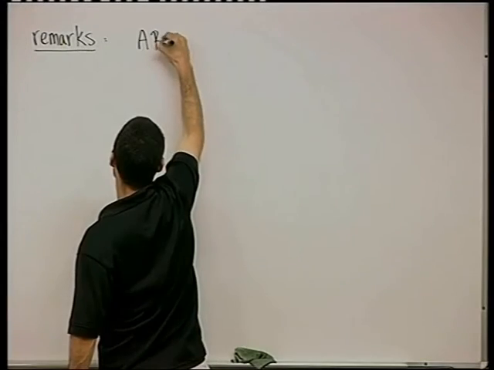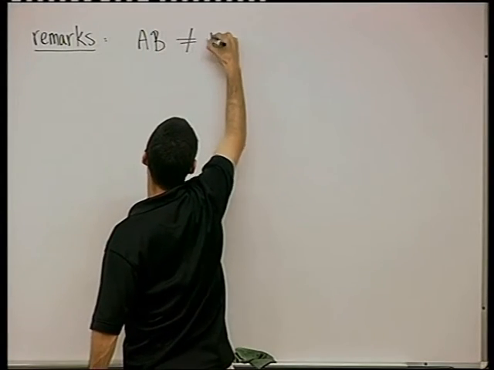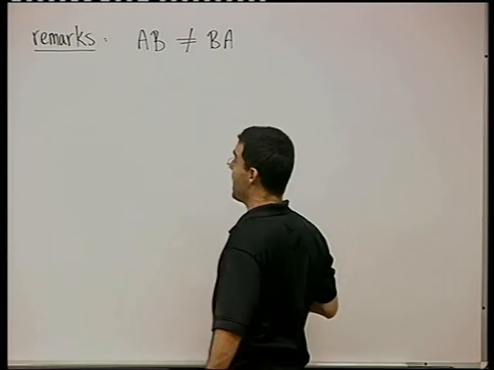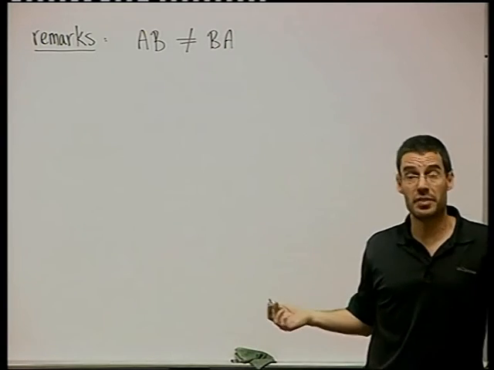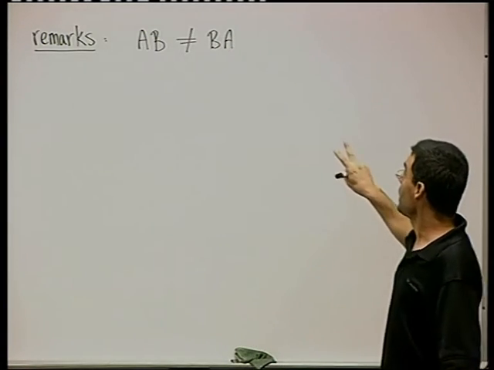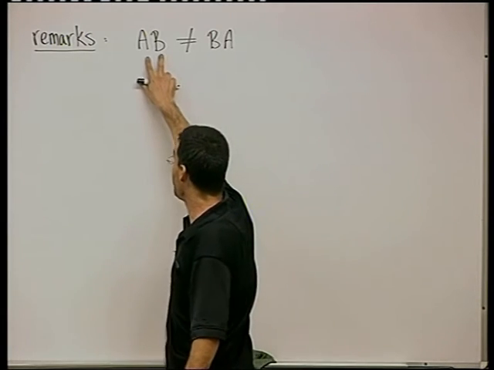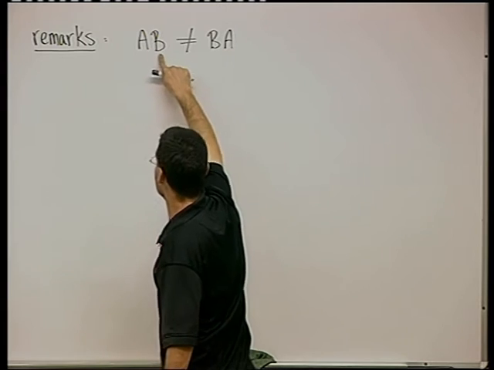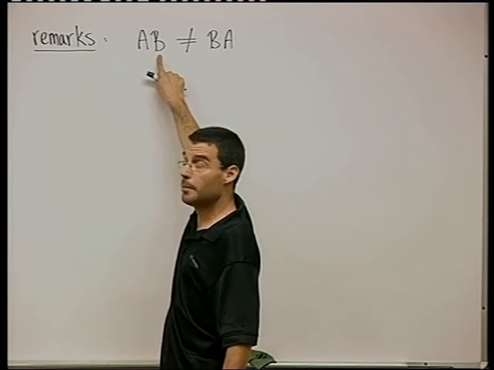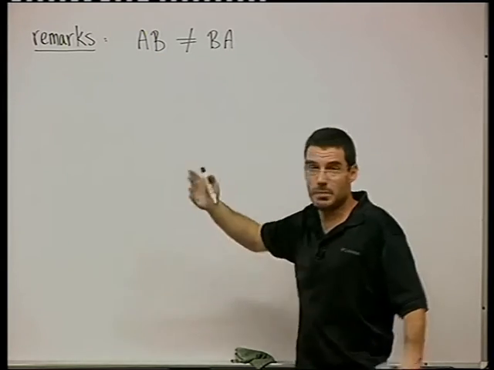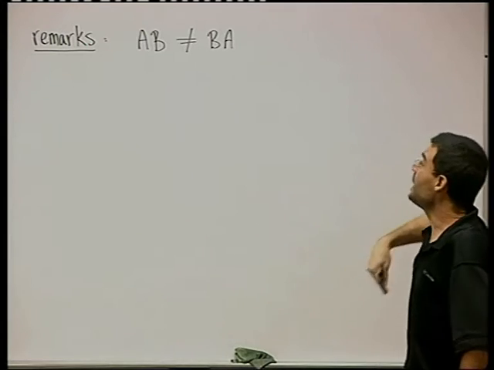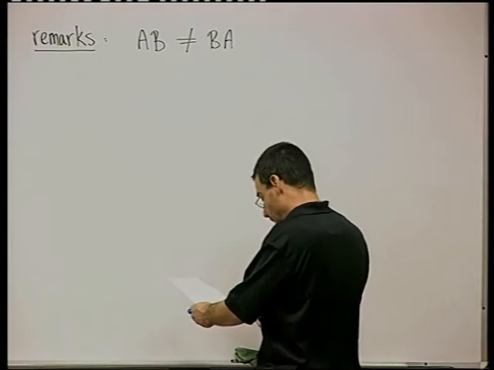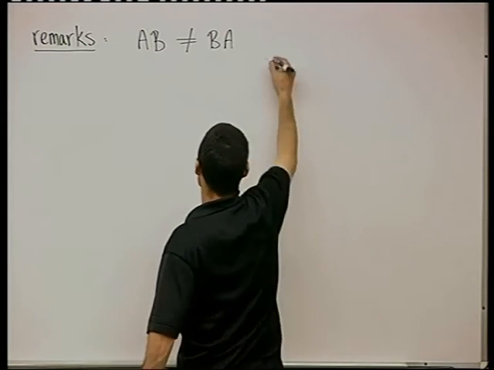AB is not always equal to BA. In fact, it's not even always defined, right? In order for AB to be defined, the number of columns in A has to equal the number of rows in B. But if you write them the other way, it might not work any longer. Even if it is, the product could be different.